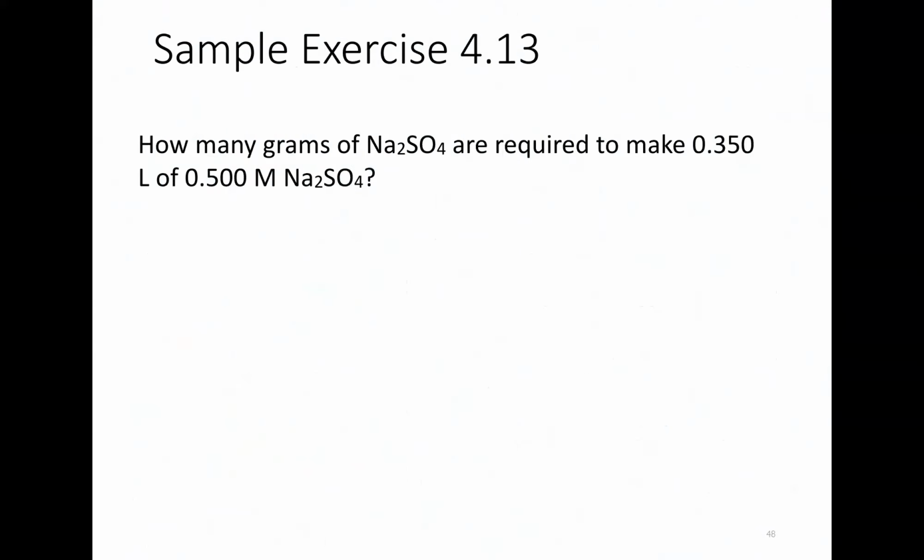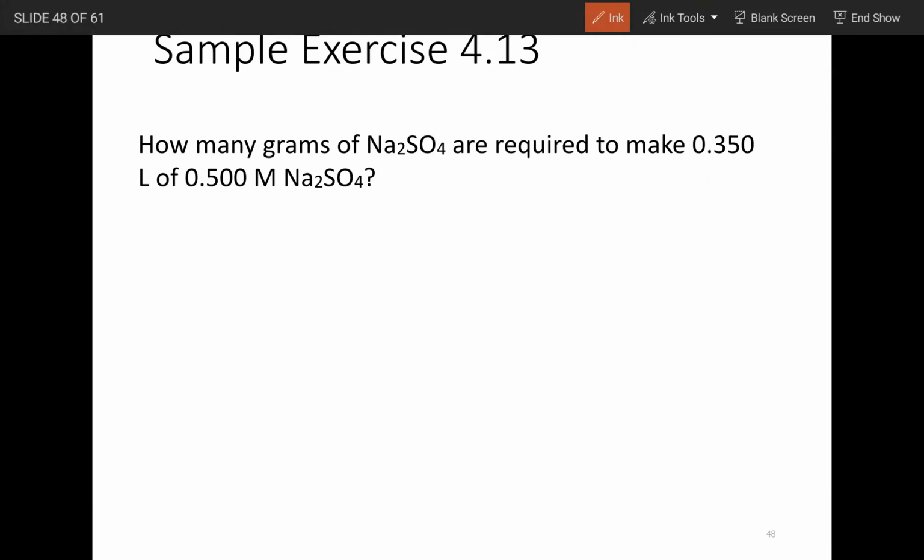But if we look at the question here, how many grams of sodium sulfate are required to make 0.350 liters of 0.5 molar sodium sulfate? With this one, we could use that molarity equation. So molarity is equal to moles over liter. And in this case, we have the molarity, we have the liters, so we could cross multiply and figure out how many moles that is. And then we could use the molar mass to convert.